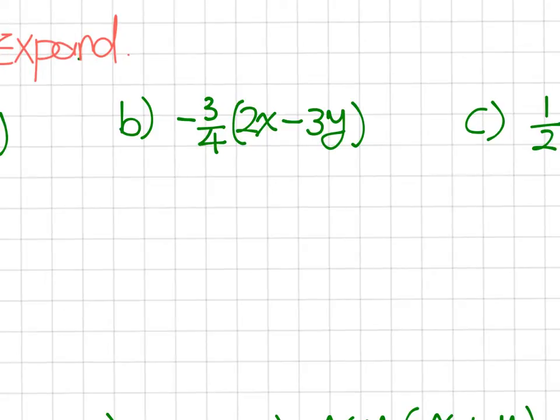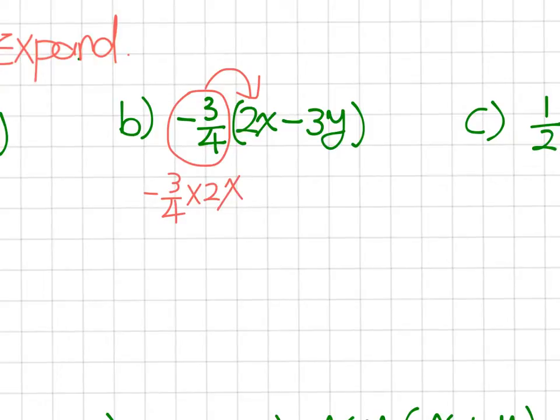Now, in the second example, we have negative 3 over 4, and then (2x minus 3y). So again, this means negative 3 over 4 times this binomial 2x minus 3y. So we have to use the distributive law, and because of that, we are going to multiply this negative 3 over 4 to the first one, 2x. So this time I will write it step by step: this becomes negative 3 over 4 times 2, and then x. I'll just copy the x for now.